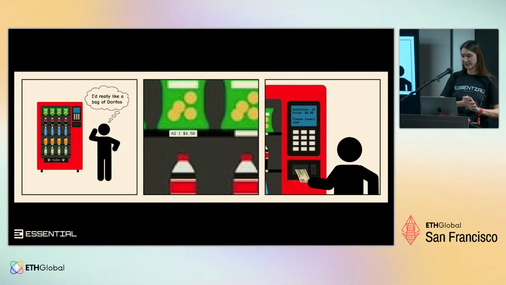You walk over, you have to select whatever slot the Doritos are in, let's say it's A2, and then you insert your money. At this point, this is the equivalent of having initiated a transaction on an imperative blockchain.